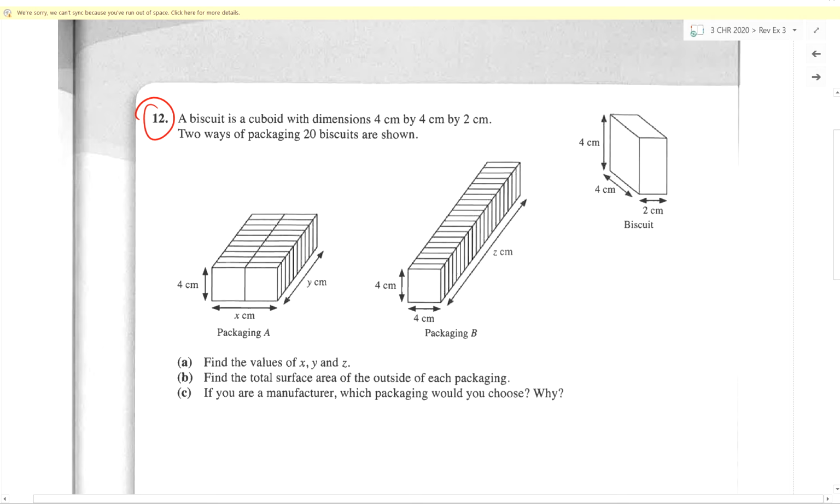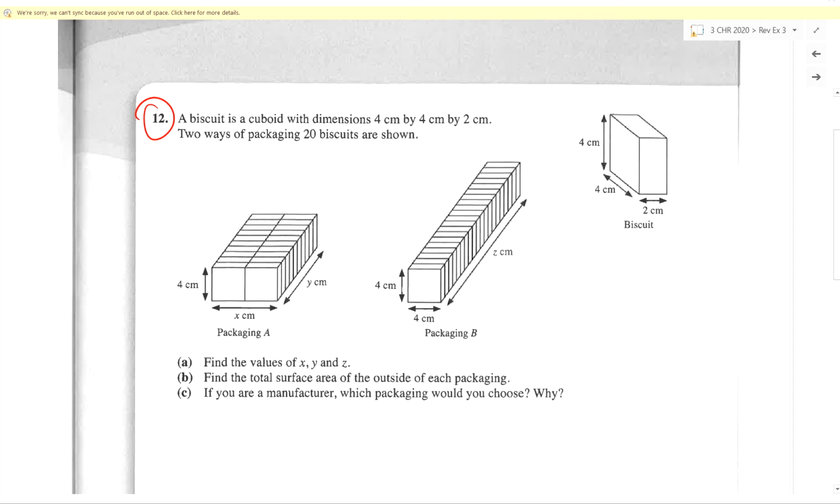Okay, so I'll be going through this question 12 first. Here we always have to understand the question before we can start tackling it. Always start by understanding, come up with a plan, follow through with your plan, and check your answers.